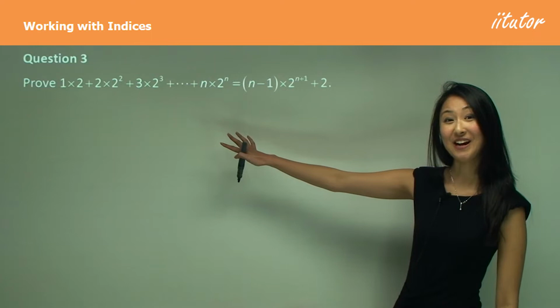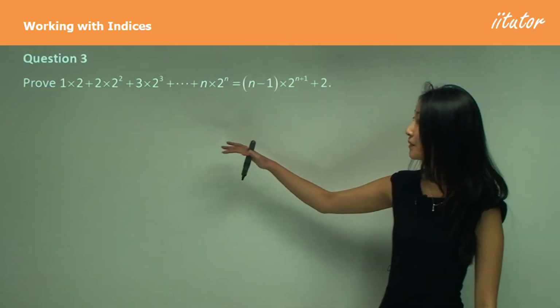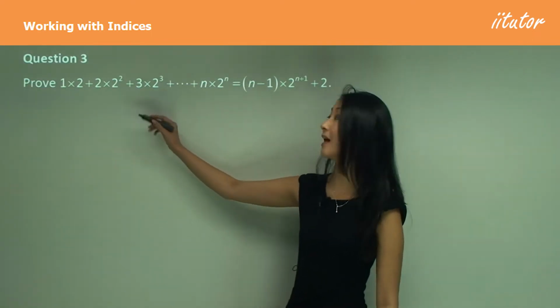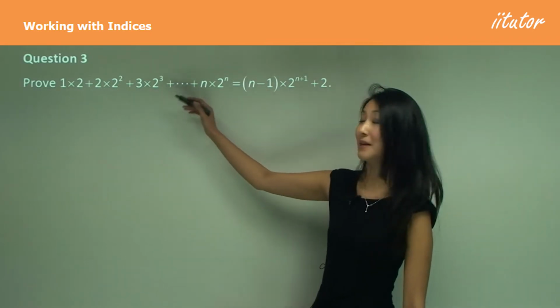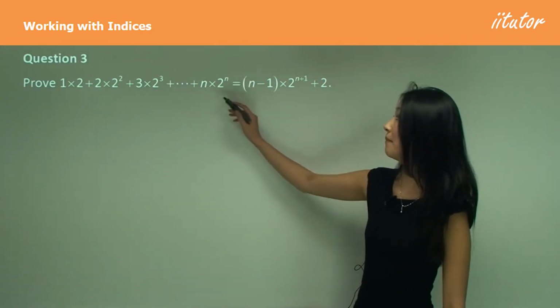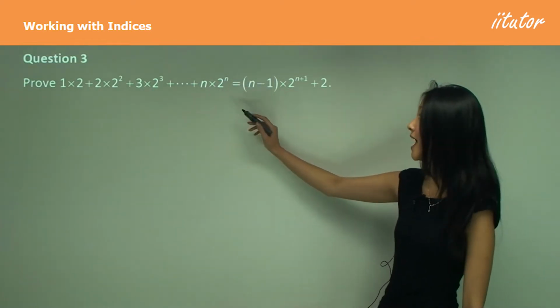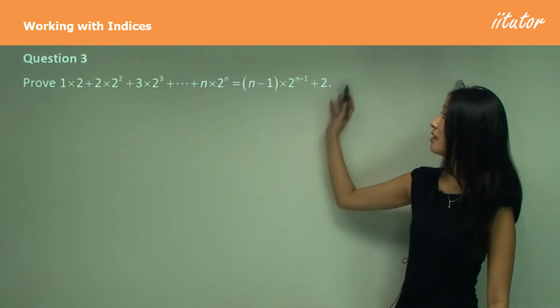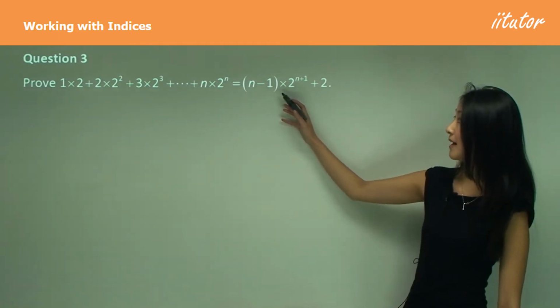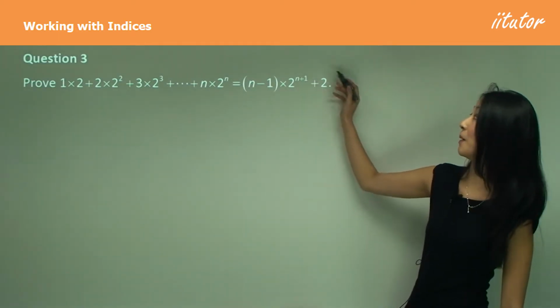Okay, let's have a look at the question here. So we want to prove that 1 times 2 plus 2 times 2 squared plus 3 times 2 cubed, up until the general formula of n times 2 to the power of n, equals the right-hand side of (n minus 1) times 2 to the power of n plus 1, plus 2.